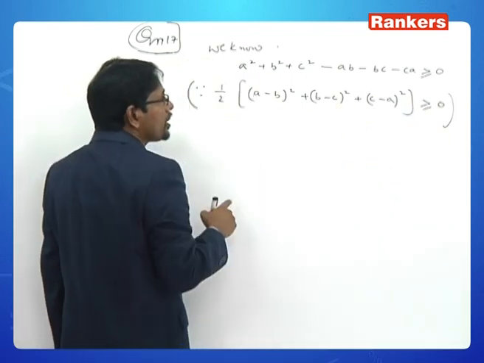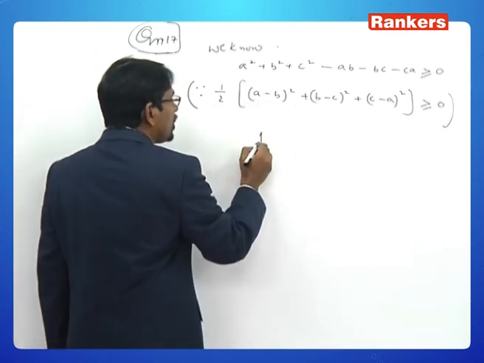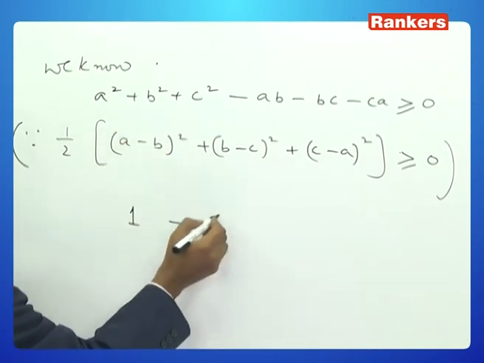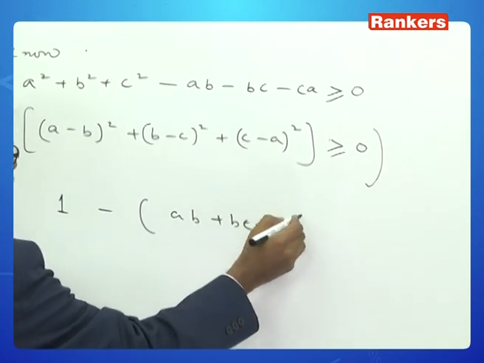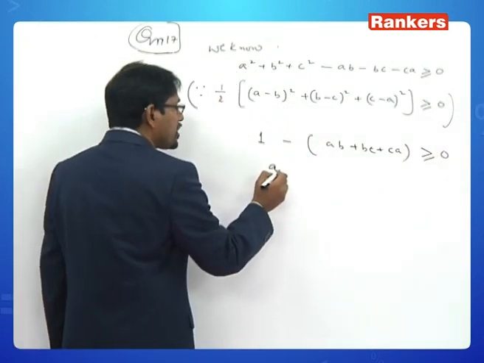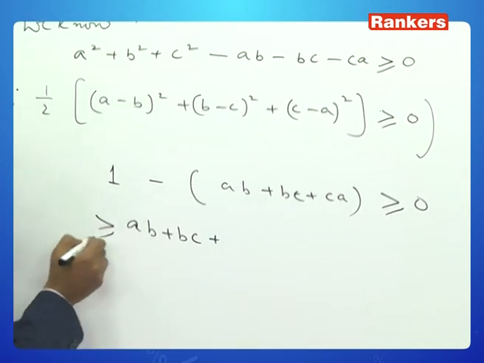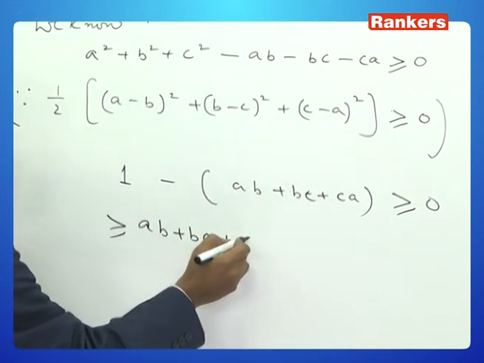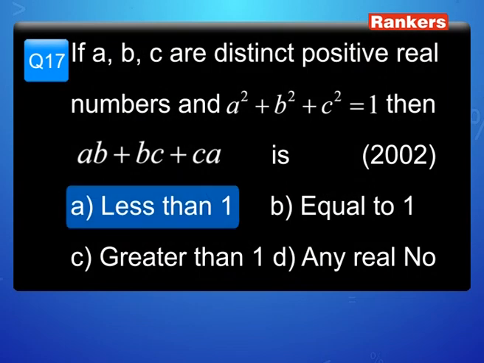Now using this inequality, it's very clear. a square plus b square plus c square is given to be 1. So 1 minus ab plus bc plus ca should be greater than or equal to 0. So ab plus bc plus ca must be less than or equal to 1. Transposing the term to that side, ab plus bc plus ca is less than or equal to 1. So what is the right option? Option A. Answer is A. Let's move on to the next question.